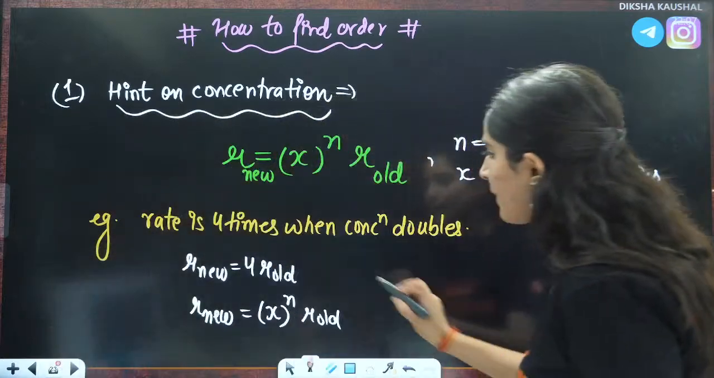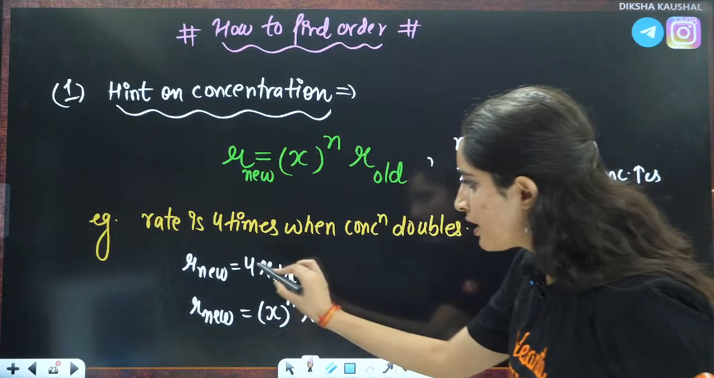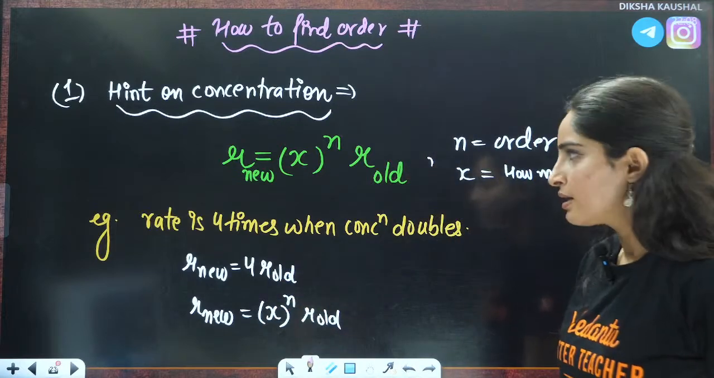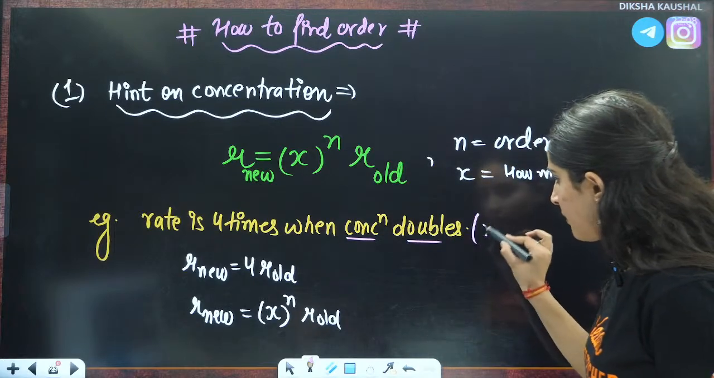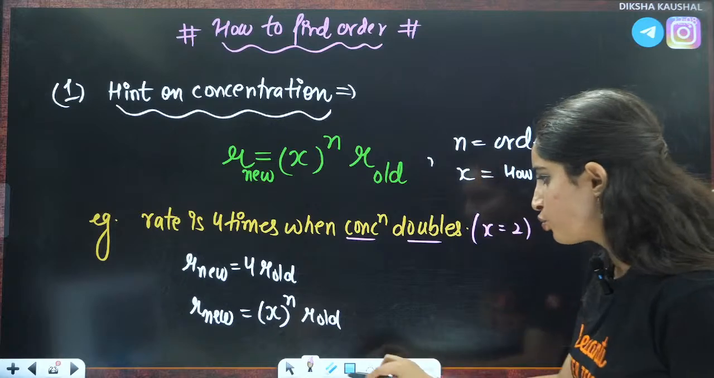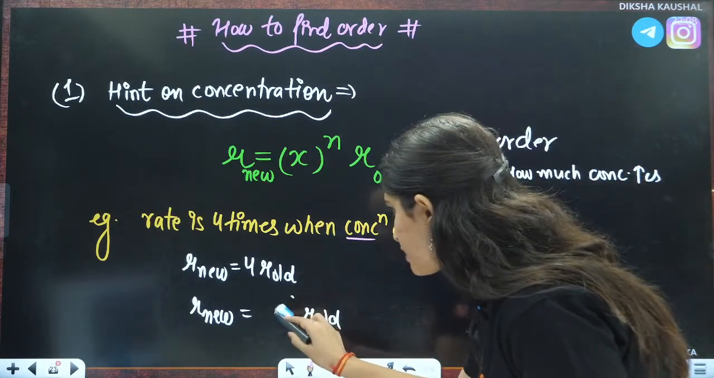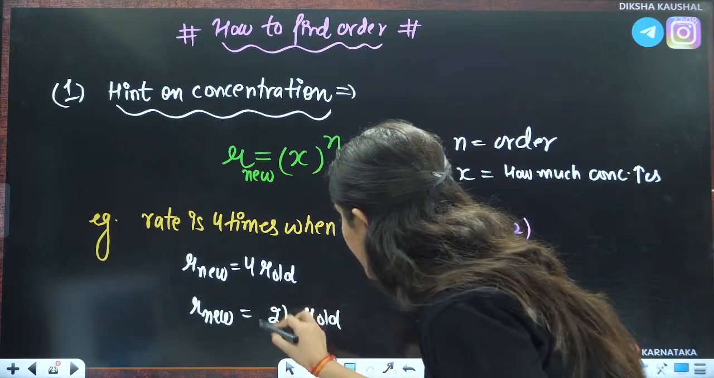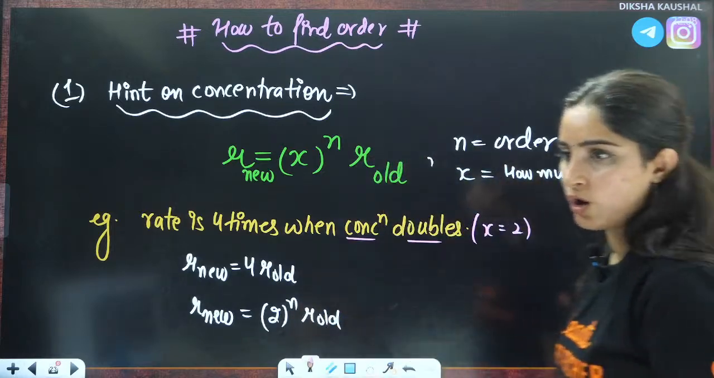That means can I compare these things? R new by R old, means x raised to power n is equal to 4. And what they are telling you about the concentration is that it doubles, that means x is 2. So can I write this as 2 raised to power n? Students, tell me, can I write it as 2 raised to power n? Is this clear to everybody or not?